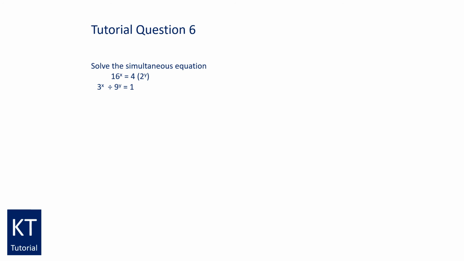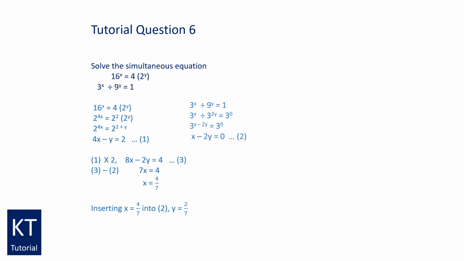Tutorial question 6 is about simultaneous equations with indices. In this case, you would apply what you've learned in tutorial questions 1 to 5 to each of the simultaneous equations to obtain the respective 4x minus y equals 2 and x minus 2y equals 0. In this simplified form, you will then apply your knowledge on solving simultaneous equations to get to the required x and y values.